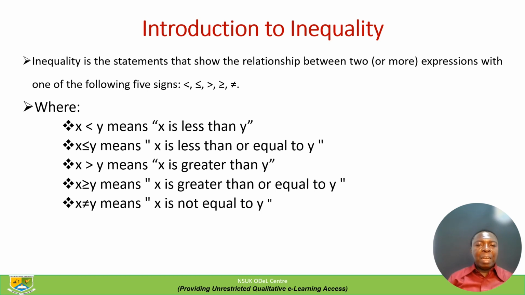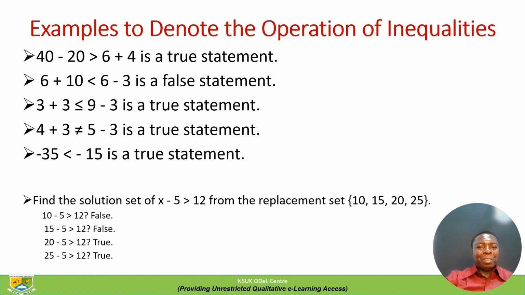Inequality is the statement that shows the relationship between two or more expressions with one of the following 5 signs. We have less than, less than or equal to, greater than, greater than or equal to, and equal to. So they are expressed below. X is less than y means x is less than y. X is less than or equal to y. X is greater than y. X is greater than or equal to y. X is equal to y. This is how inequality has been expressed.